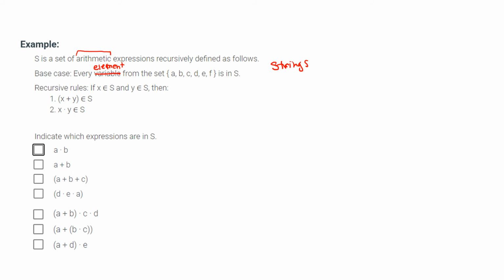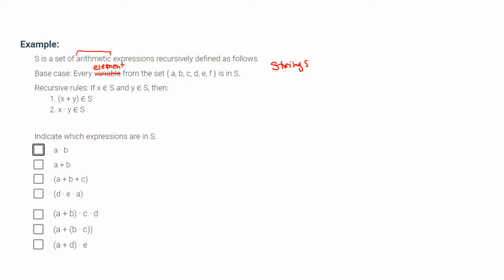So let's try to interpret what this really is, what they really mean. The base case, if we read it as every element from this set is in S, that's true. So A is in S, B is in S, C is in S, and so on. Those are the basis, okay?